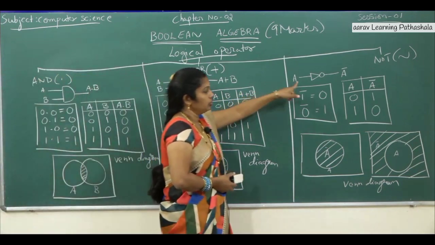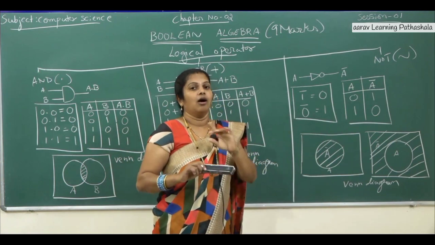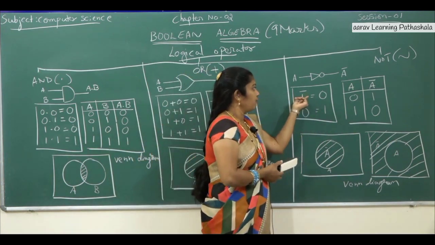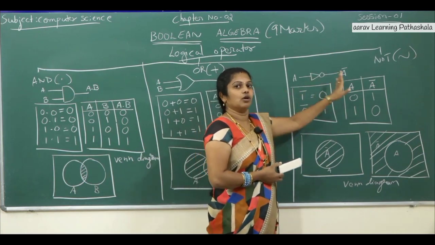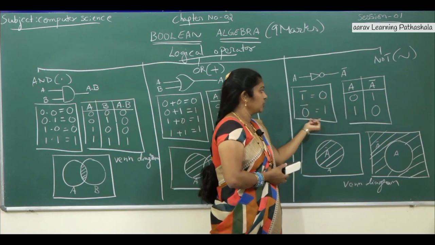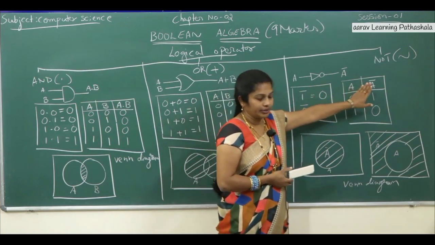But when you come to the NOT operator, another name for NOT operator is inverter gate, or we can say negation gate also. Here, whatever may be the input, the reverse of that will be the output. Negation of 1 is 0, negation of 0 is 1. This is a truth table. This is the alternative value truth table.